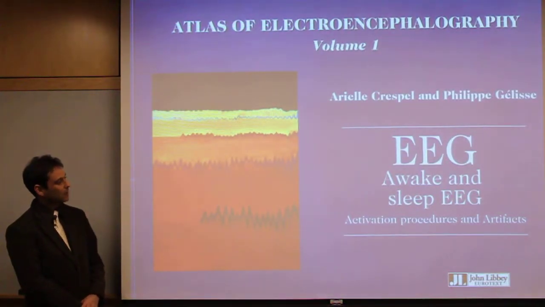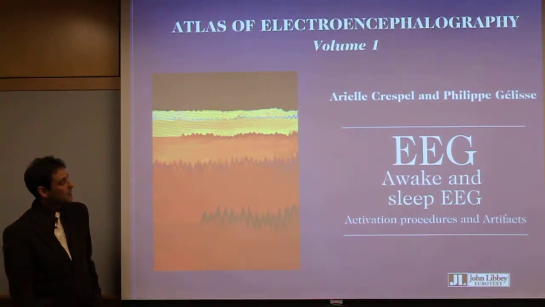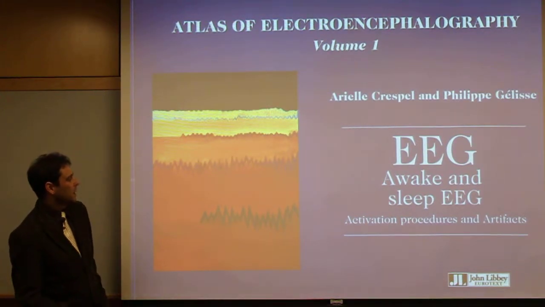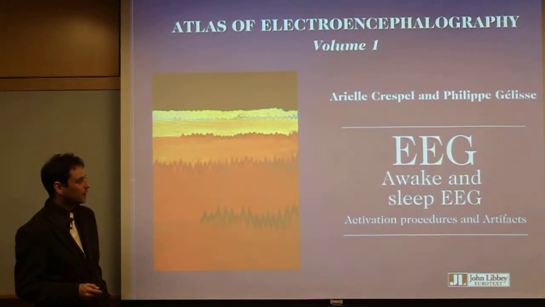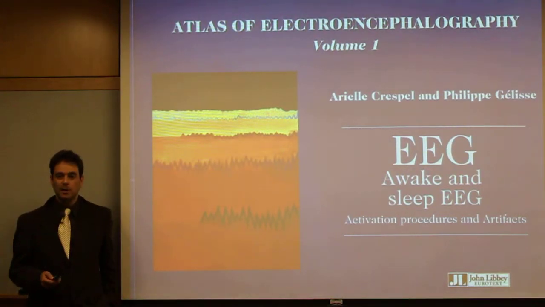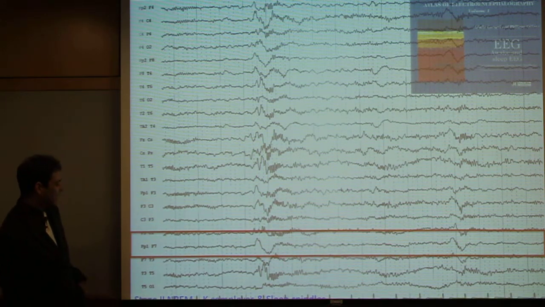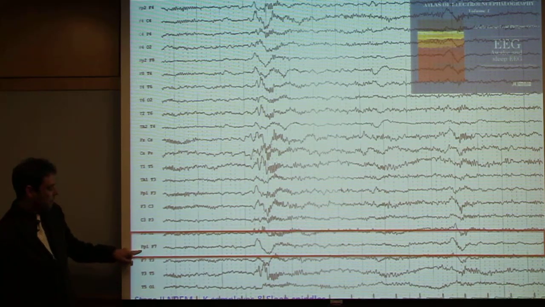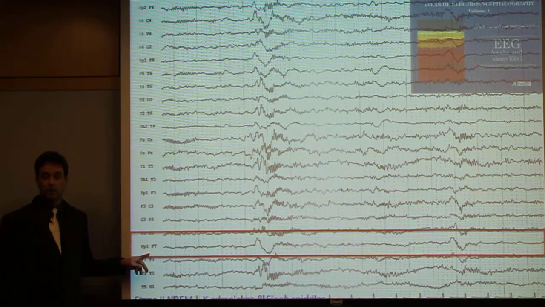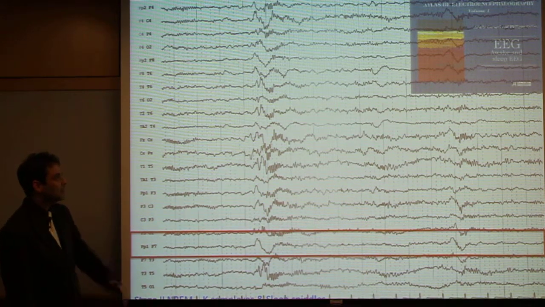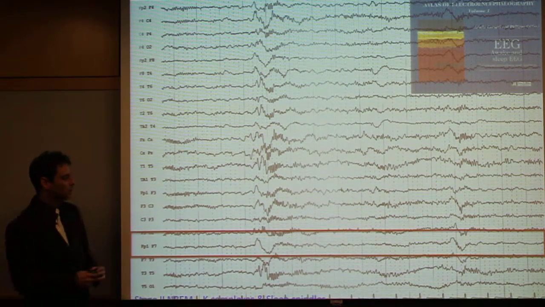I'm going to show some examples now of deepening sleep or anesthesia. Some of the examples that I will be showing are from this textbook by Crespel and Gilles, and provide some really helpful examples of different EEG waveforms. Here is one example to which I wanted to draw your attention. And again, I've outlined the frontal pole montage on the left-hand side to illustrate what can be detected there. But this is from a full 10-20 montage.